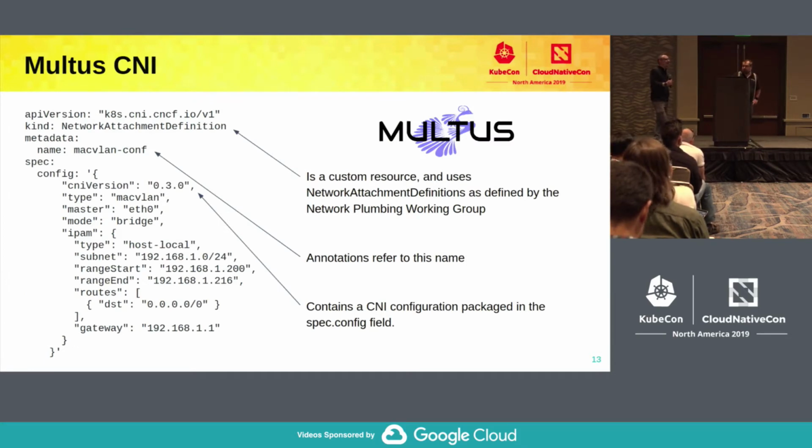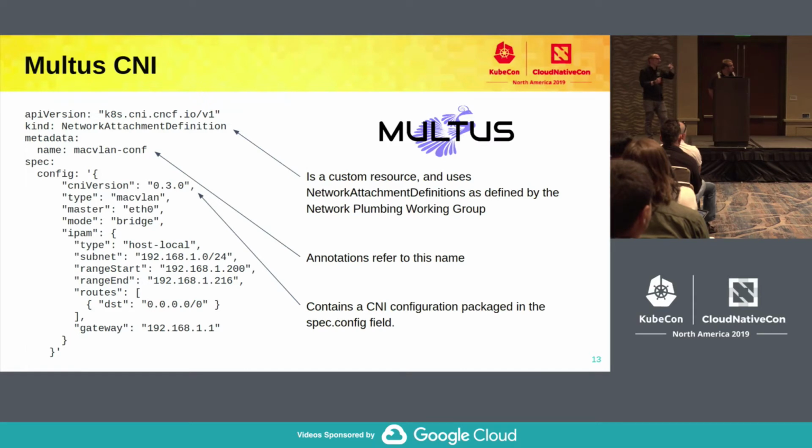Multi-CNI is a CNI multiplexer. It's a meta plugin. I am one of the maintainers of this particular technology, and it is a reference implementation for the working group that came up with network attachment definitions. The core behind it is you take a CNI configuration, that free-form JSON that I was talking about, and it's packaged inside a custom resource.